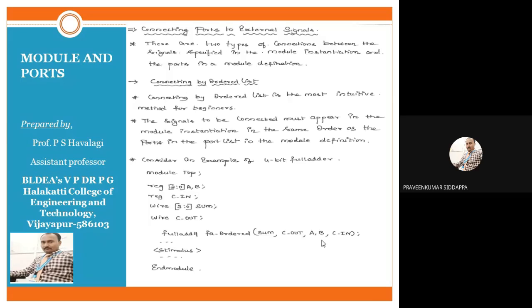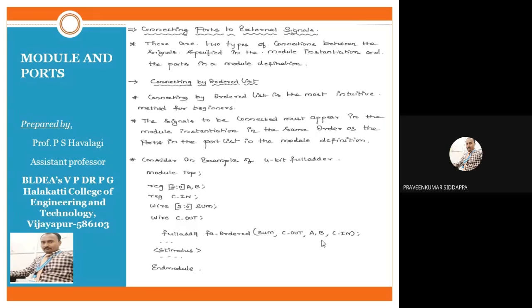Check it here in this example. Outputs should be declared by using wires, that is the net data type. So wire C_out, then full adder FA_ordered, and sum, C_out. Next, you can check the inputs, in which order we have declared them. First we have declared A, B. Next we have declared C_in. So because of that reason, A, B, C_in.